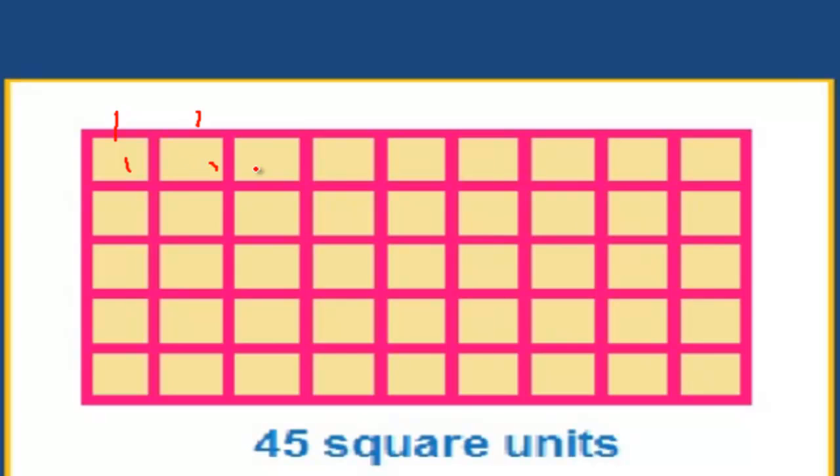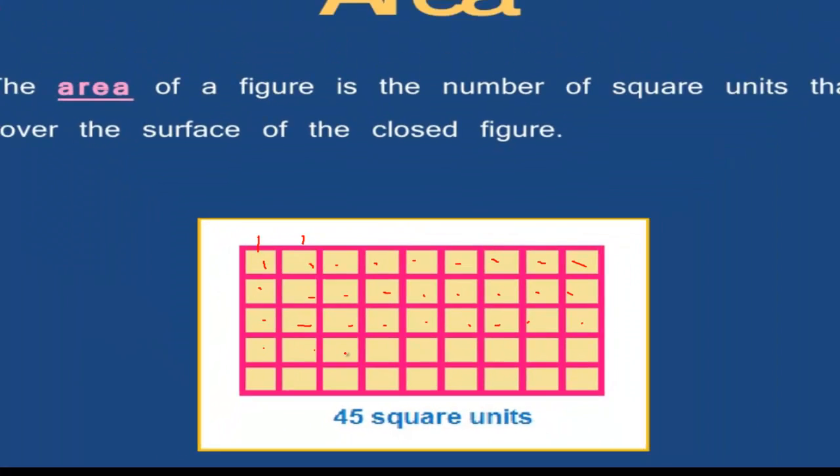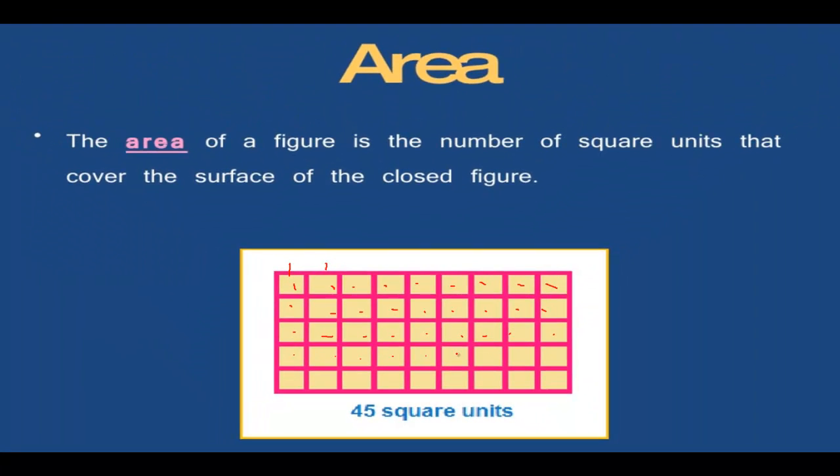1, 2, 3, 4, 5, 6, 7, 8, 9, 10, 11, 12, 13, 14, 15, 16, 17, 18, 19, 20, 21, 22, 23, 24, 25, 26, 27, 28, 29, 30, 31, 32, 33, 34, 35, 36, 37, 38, 39, 40, 41, 42, 43, 44, 45. So, how many squares do we have? 45.